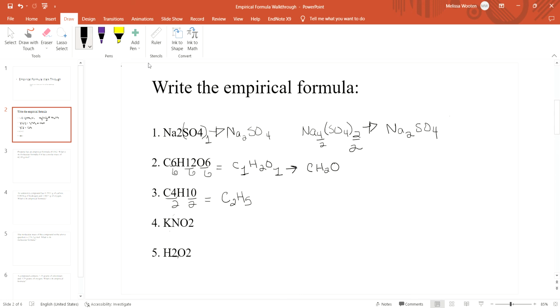This one, you could put a 1 here in front of the K. So this is already at the empirical formula. Whenever you have a subscript of 1 anywhere, you are already at your empirical formula. So that stays the same. And here you can divide these both by 2. And then you would get H1O1 or just OH. Alright.